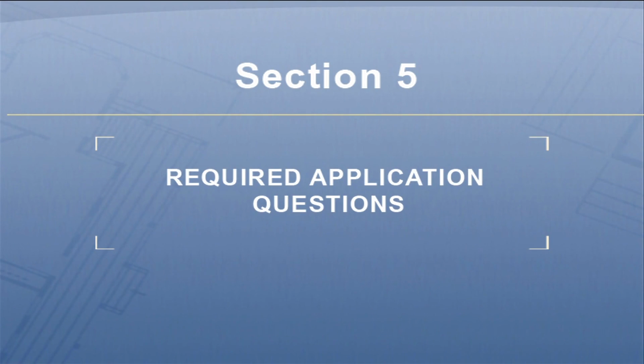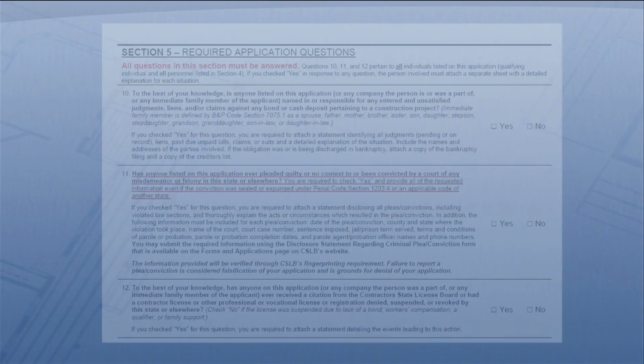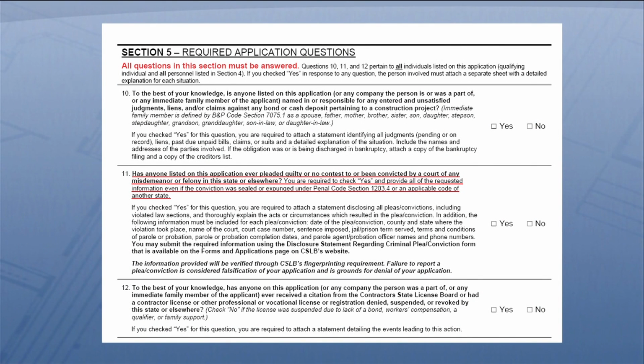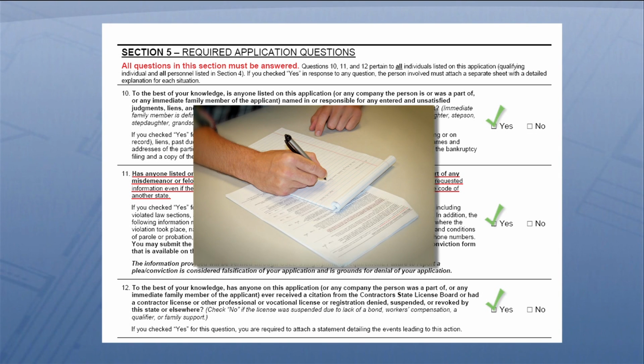For Section 5, it's important that you read every question carefully and answer all the questions accurately. These questions apply to you and everyone included on the application, unless the question indicates otherwise. If you check yes to questions 10, 11, or 12, you need to include a written statement on a separate sheet of paper with a detailed explanation for each situation. Take your time here.